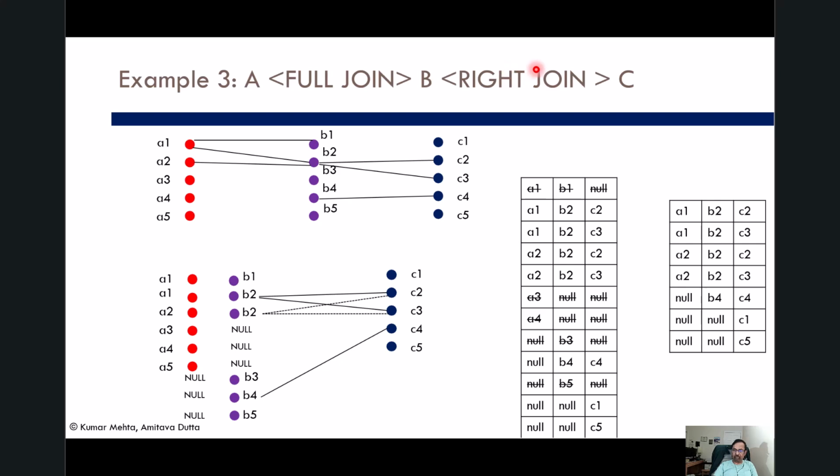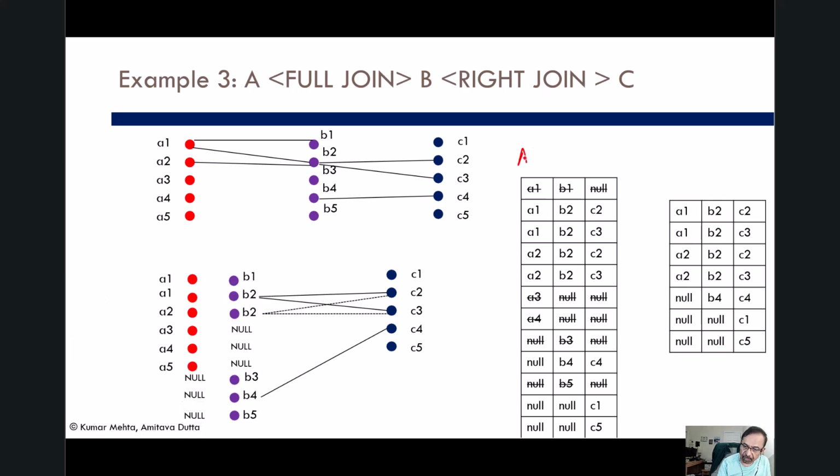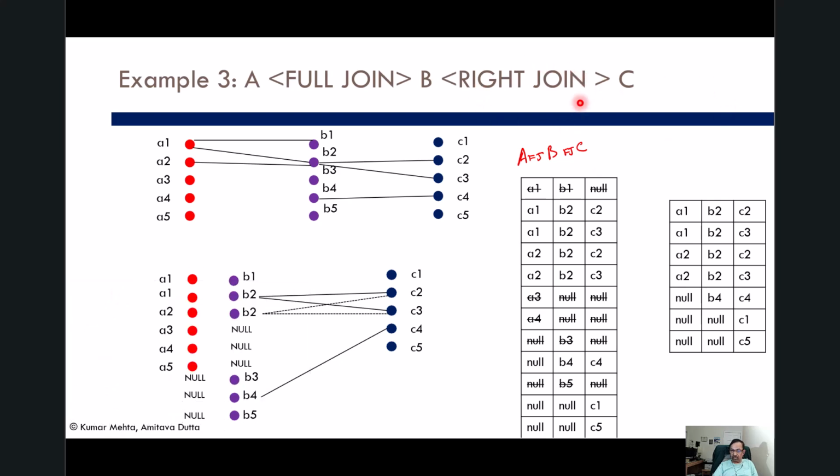Okay, so let me go through this one a little more quickly. So we have the intermediate result over here. This is the result of A full join B full join C. Okay, so what is different now is that the second join operator is a right join. And when we do a right join, we want all the records from the table on the right, regardless of whether or not it has matching values in the left side table.